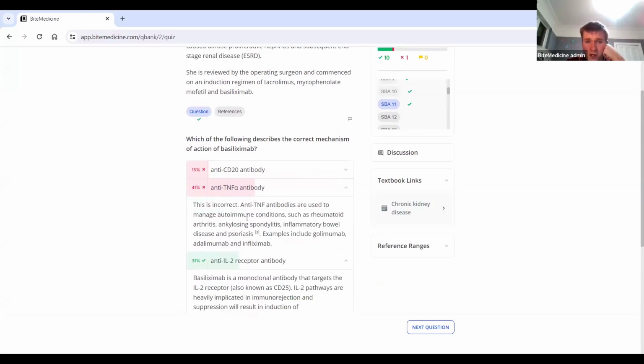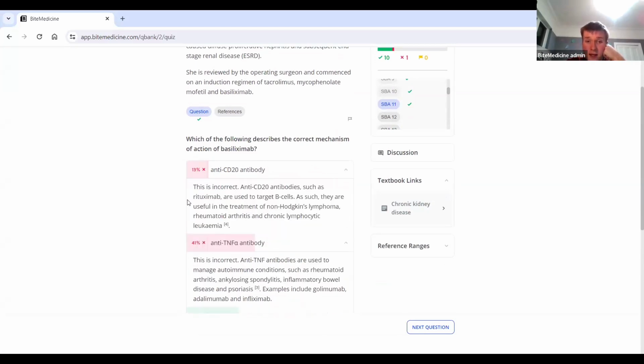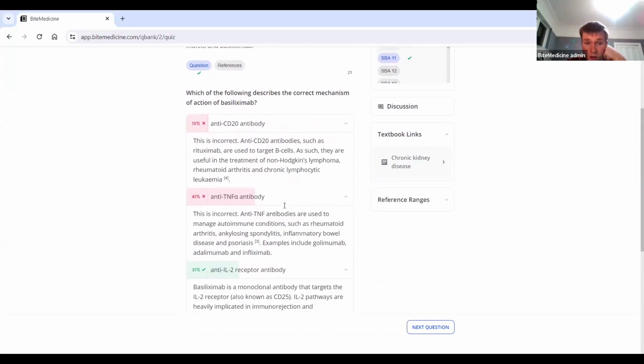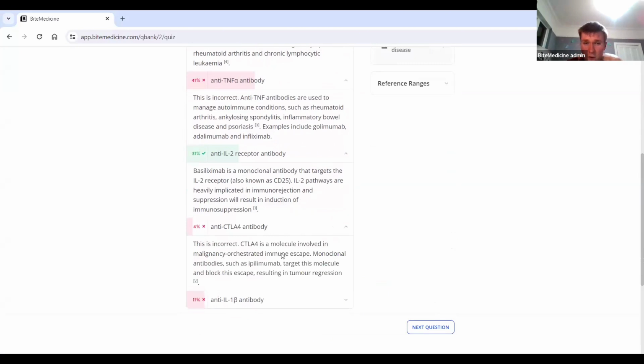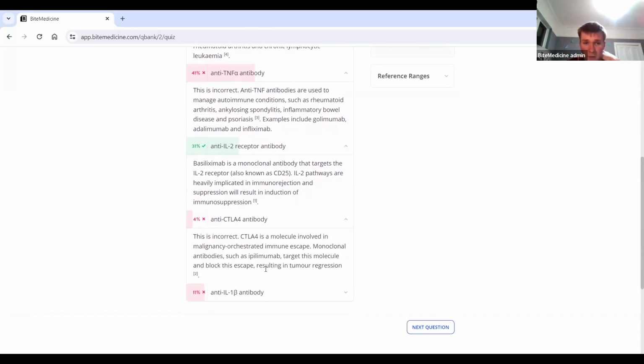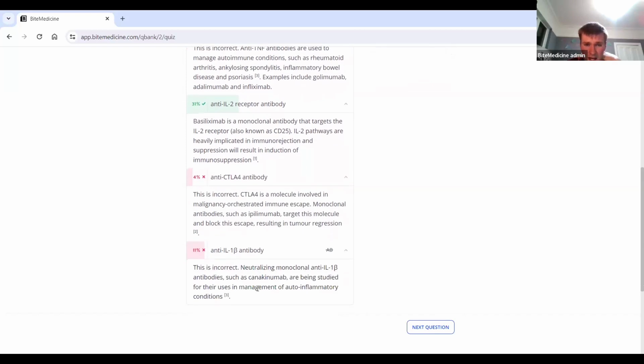So anti-TNF is used to manage autoimmune conditions like rheumatoid arthritis, ankylosing spondylitis, and IBD. Excellent. Anti-CD20 is our rituximab, used for non-Hodgkin's lymphoma. So we've worked that out through powers of deduction. Anti-CTLA-4, ipilimumab, is our immunotherapy for cancer. And anti-IL-1s, canakinumab, are used for autoinflammatory conditions.